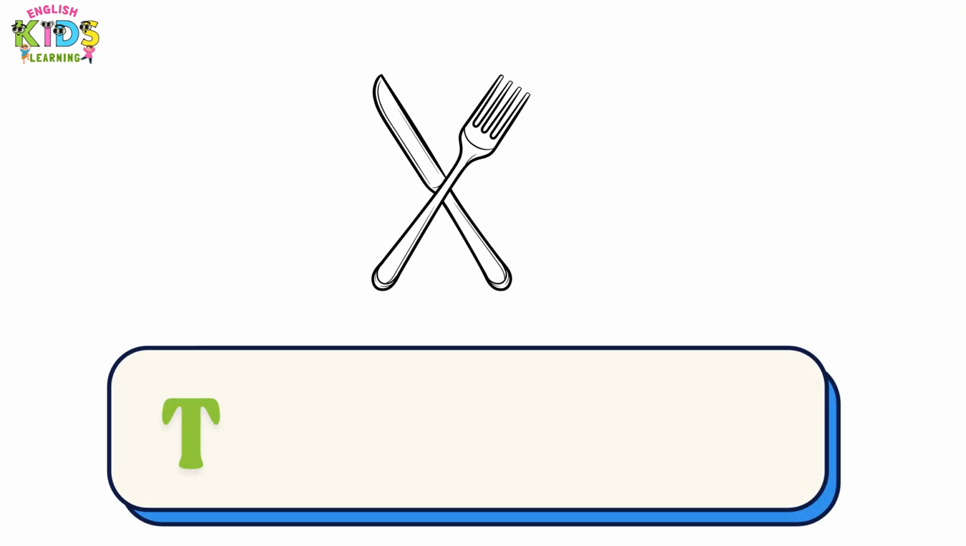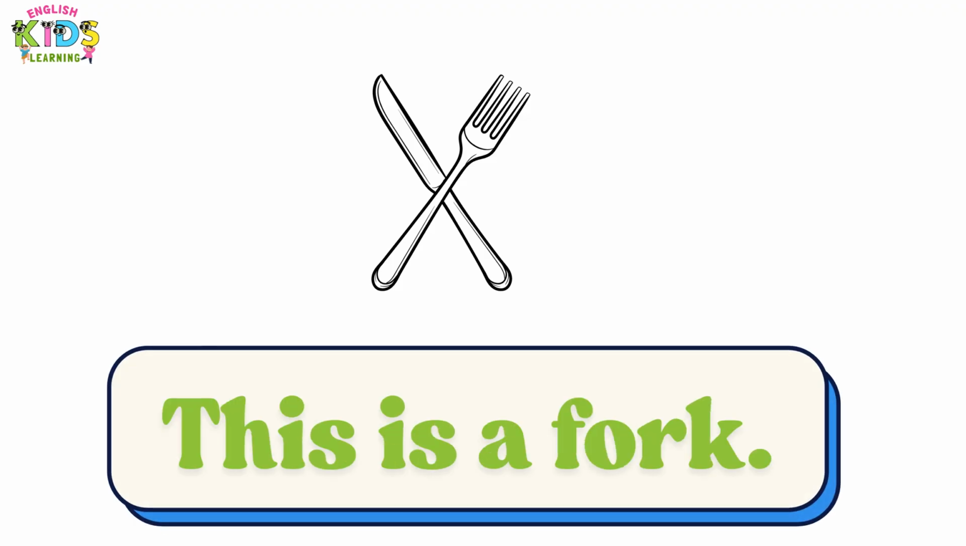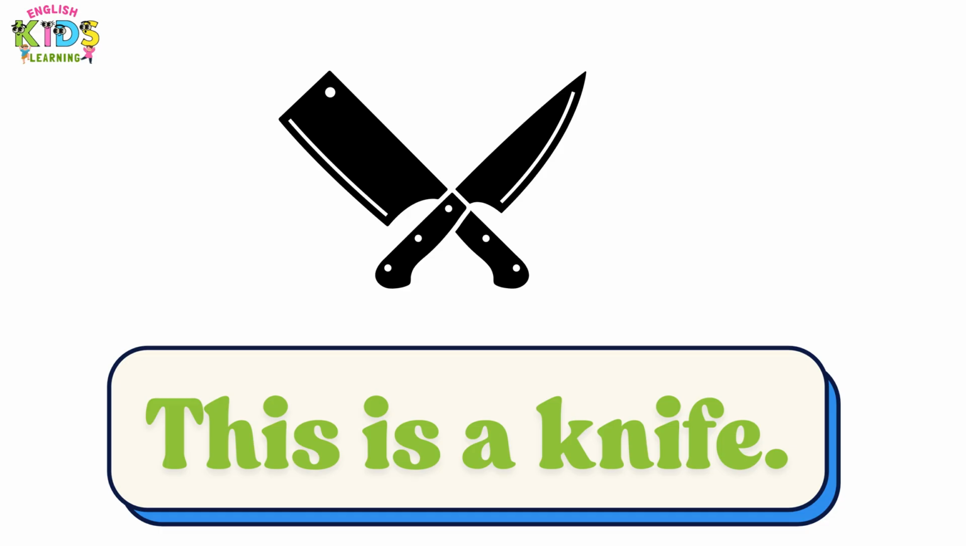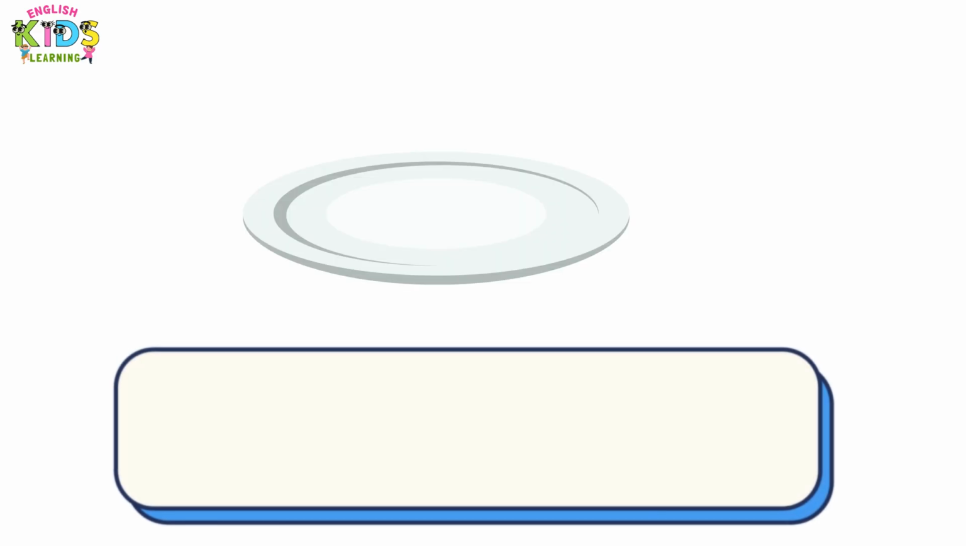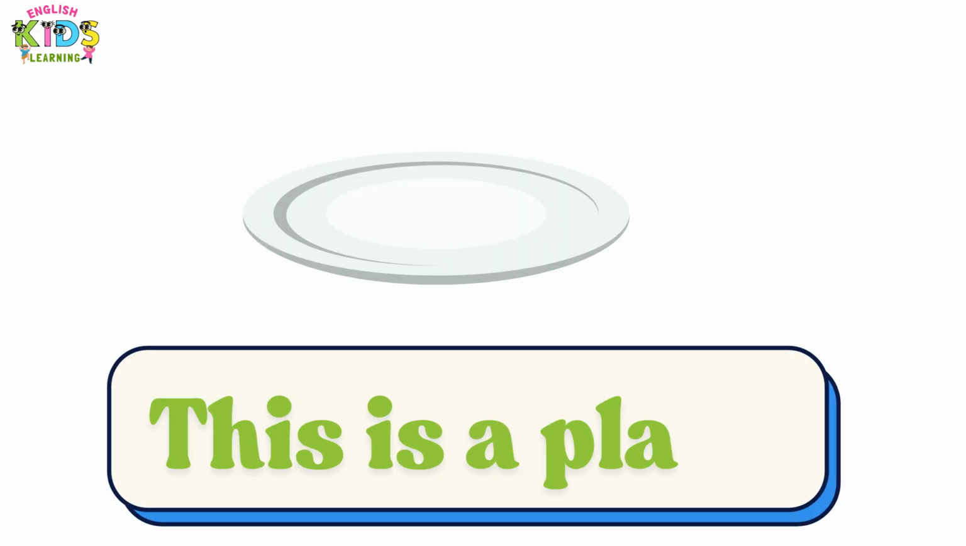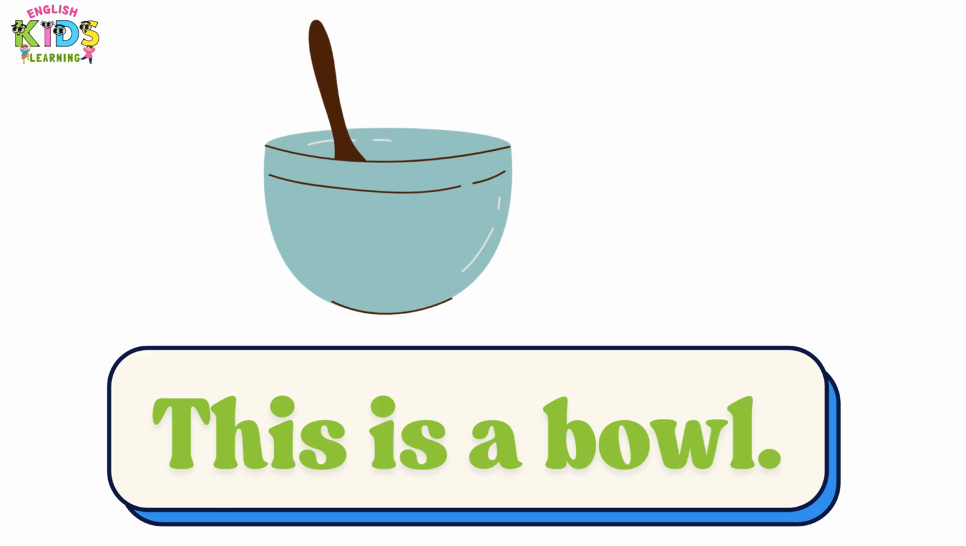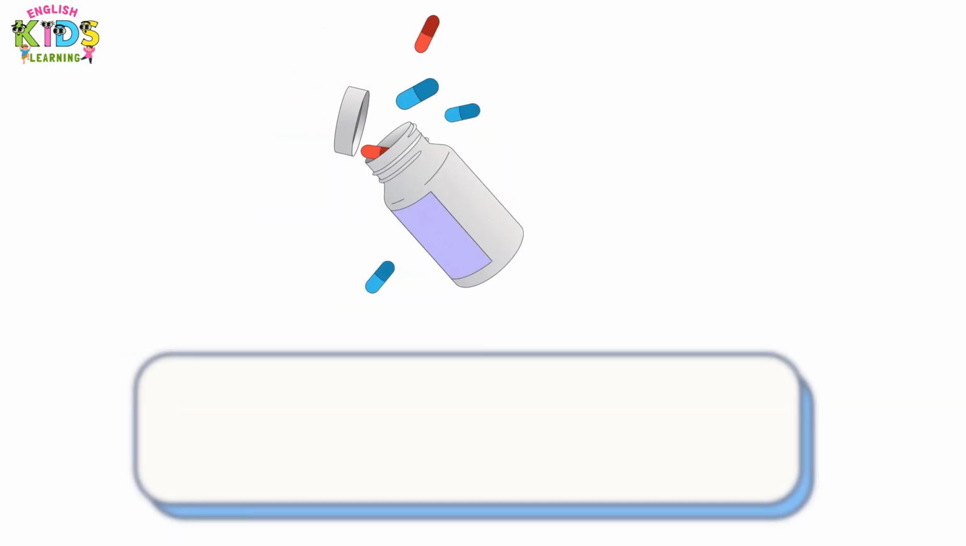This is a fork. This is a knife. This is a plate. This is a bowl. This is a bottle.